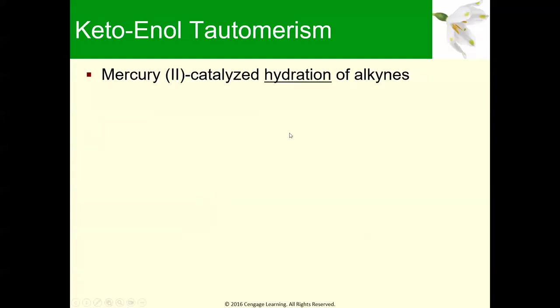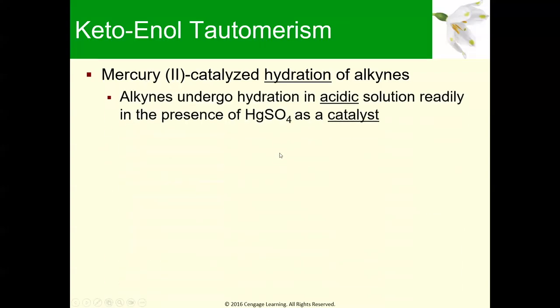We've already learned a few ways to do this. We're going to focus on two of them. One of them was the oxymercuration. That's what we're really getting to talk about here. So, mercury(II) catalyzed hydration of alkynes. Alkynes undergo hydration in acidic solution readily in the presence of mercury(II) sulfate.